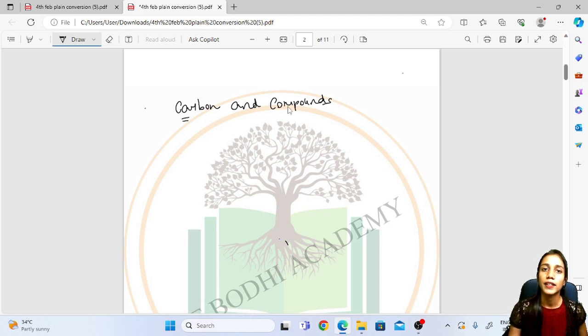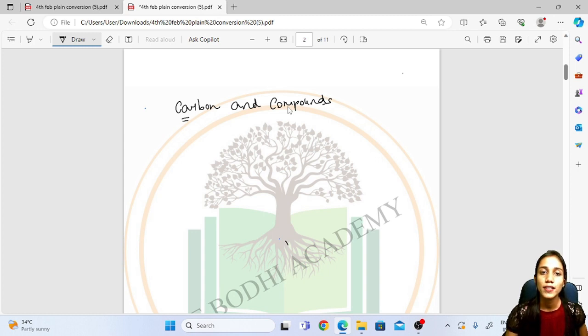This element carbon is a very important element because many of the materials which exist on the earth are made up of carbon. The chemicals which we use in our daily life, the materials which we use, are either made up of carbon or the compounds from carbon.